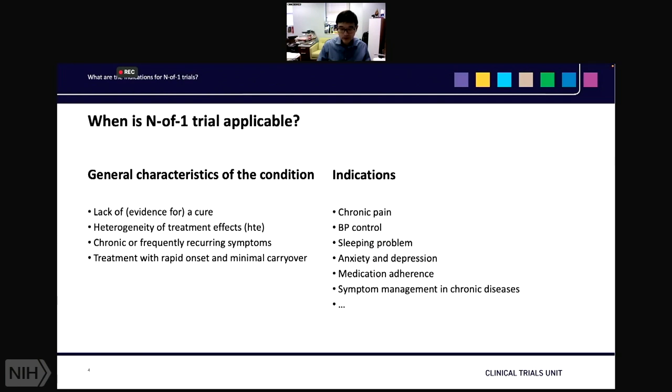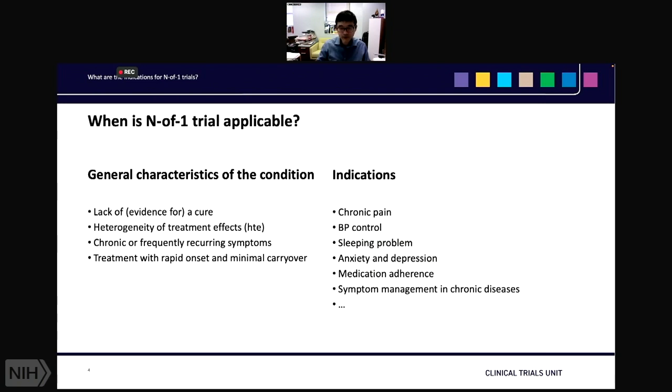So N-of-1 trials are applicable under a list of assumptions. So it may not be applied in certain situations, but here's a list of things that we need to consider before we think about doing N-of-1 trials. First, an N-of-1 trial is applicable when there is no cure of a condition or when there is no definitive RCT findings for cure. So in situations where we don't know what drugs to give to a patient for a certain condition, this may be an opportunity for us to experiment using the N-of-1 trial idea.